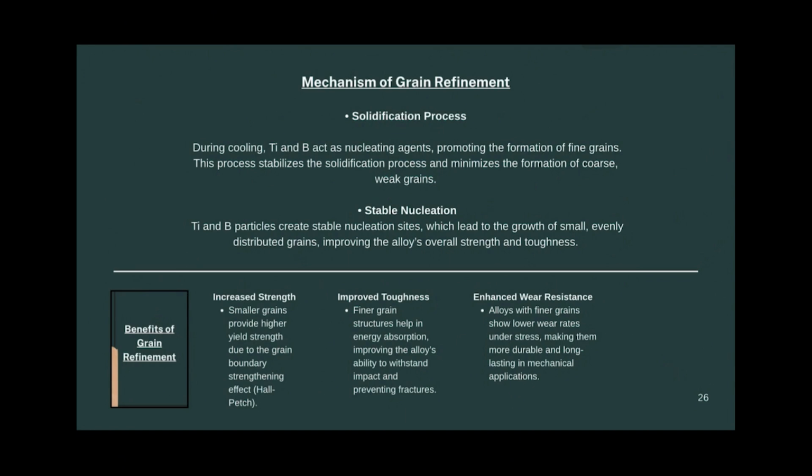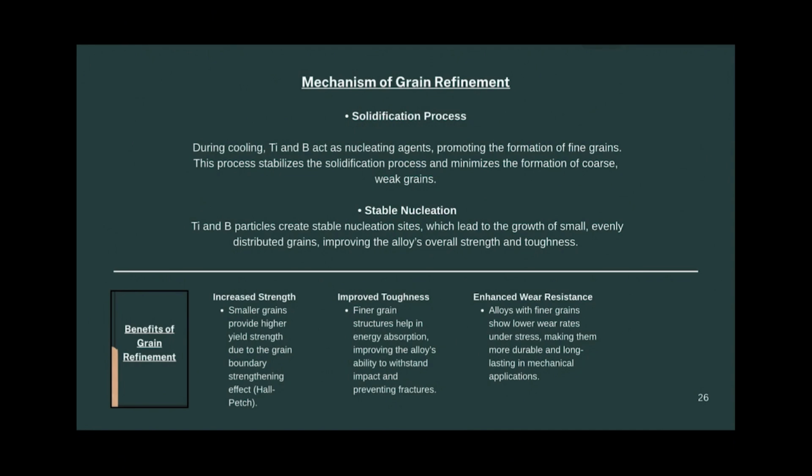This will increase strength because smaller grains provide higher yield strength due to the grain boundary strengthening effect, according to the Hall-Petch equation. The grain refinement will improve the toughness because the finer grain structures will have better energy absorption, improving the alloy's ability to withstand impact and preventing fractures.